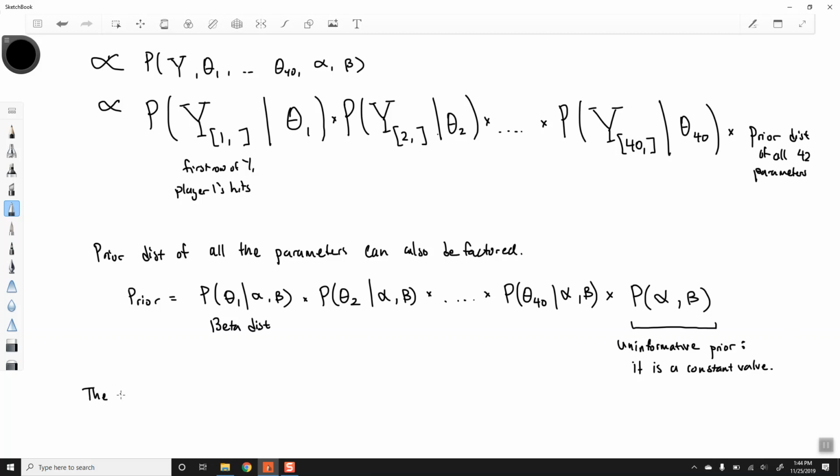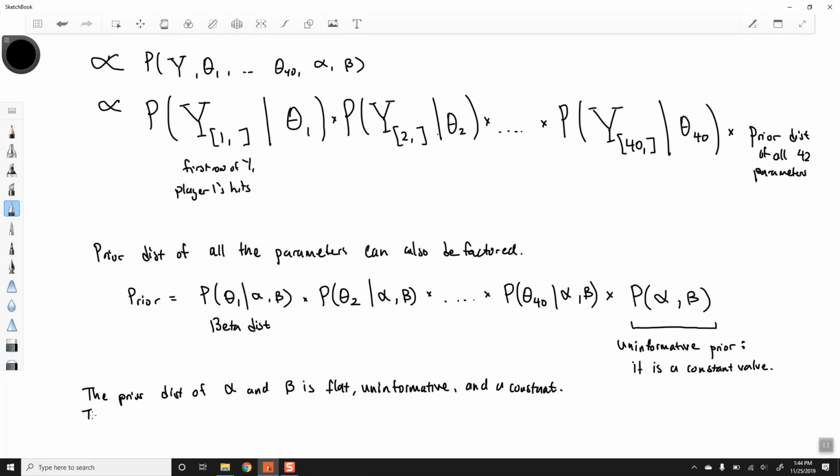So we're going to say the prior distribution of alpha and beta is flat and uninformative, and a constant, all right? I guess that's a little redundant, okay?